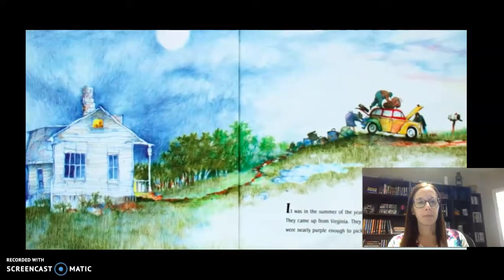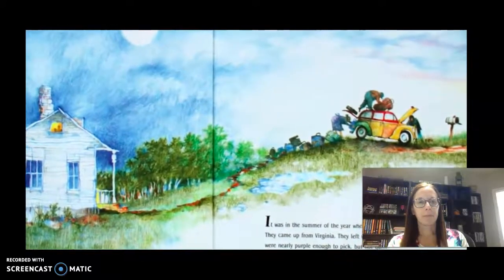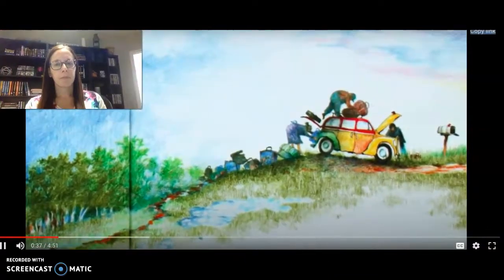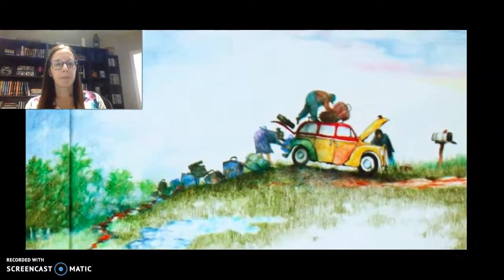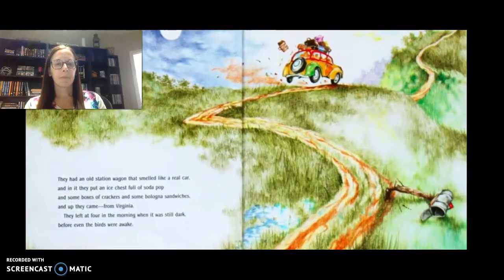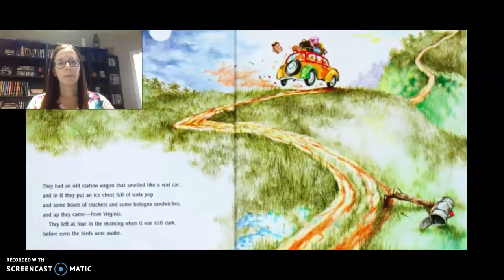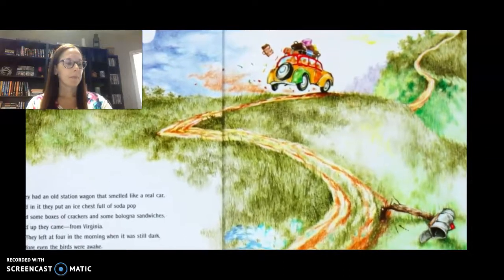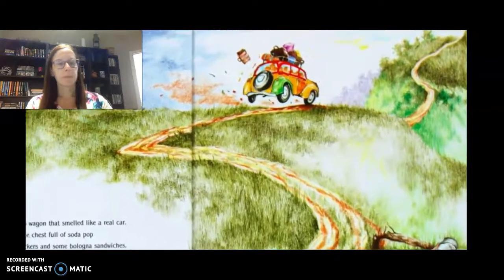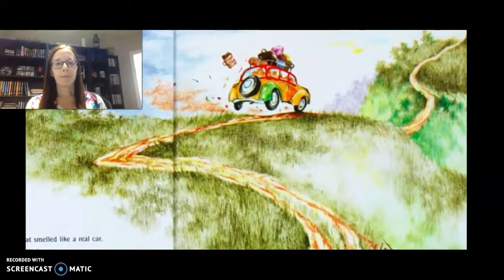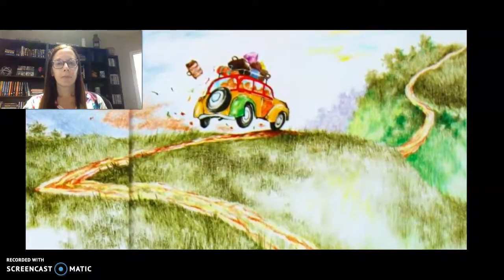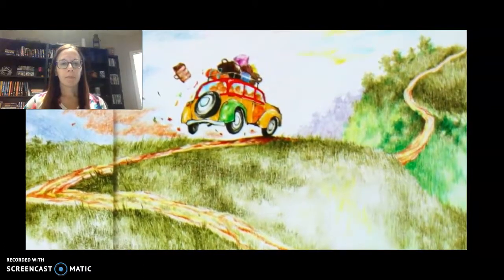It was the summer of the year when the relatives came. They came up from Virginia. They laughed when their grapes were nearly purple enough to pick, but not quite. They had an old station wagon that smelled like a real car, and in it they put an ice chest full of soda pop and some boxes of crackers and some bologna sandwiches, and up they came from Virginia. They left at 4 in the morning when it was still dark, before even the birds were awake.